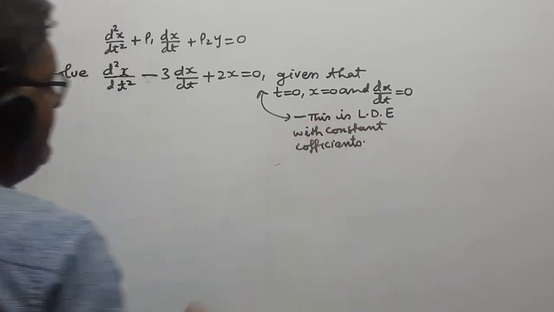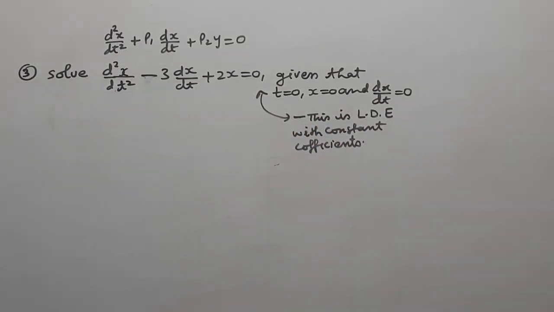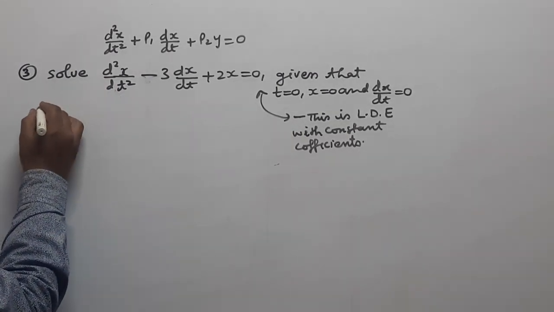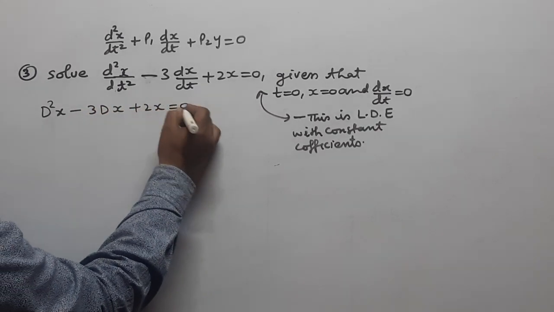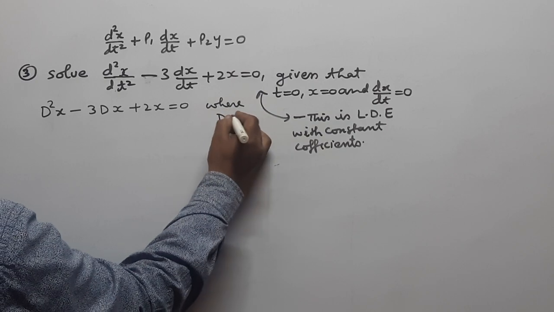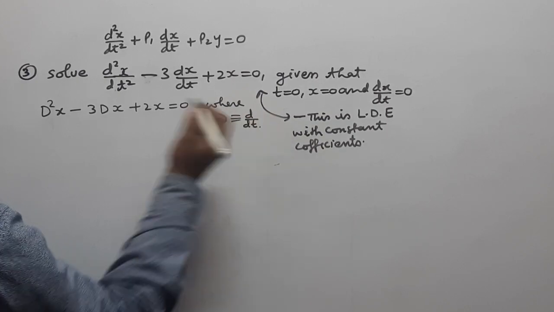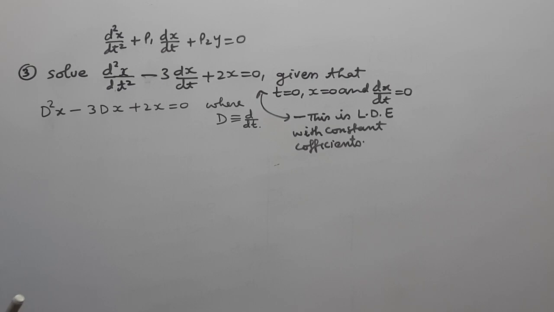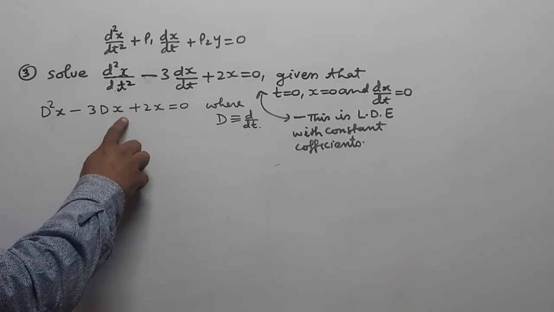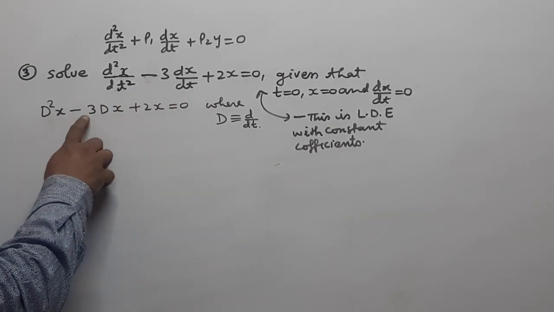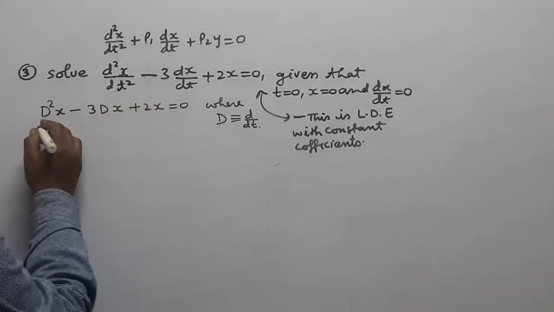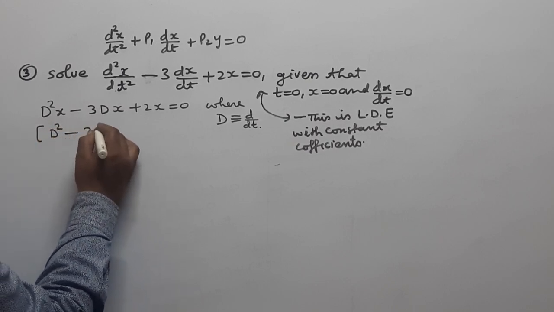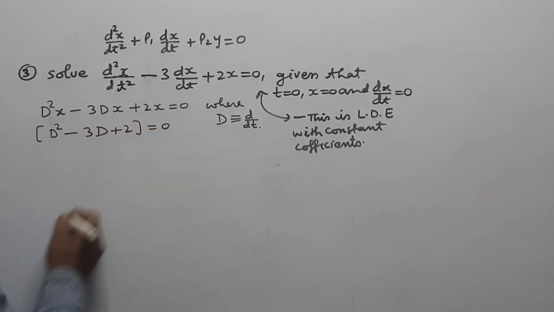This is the linear differential equation with constant coefficient. So for solving this, first we write d²x − 3dx + 2x = 0, where capital D is equal to d by dt. Here you can see that the above differential equation can also be written as D²x − 3Dx + 2x = 0. Now taking x common, we get (D² − 3D + 2) = 0.